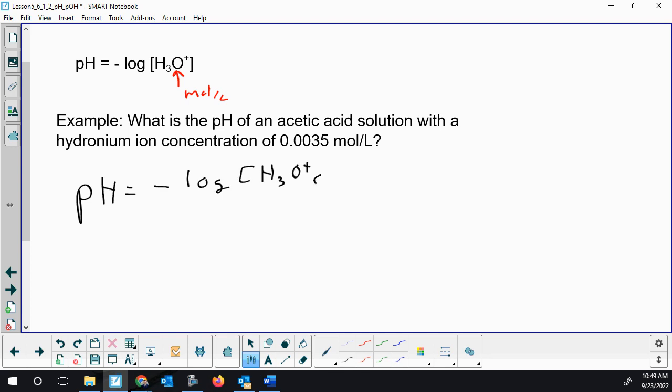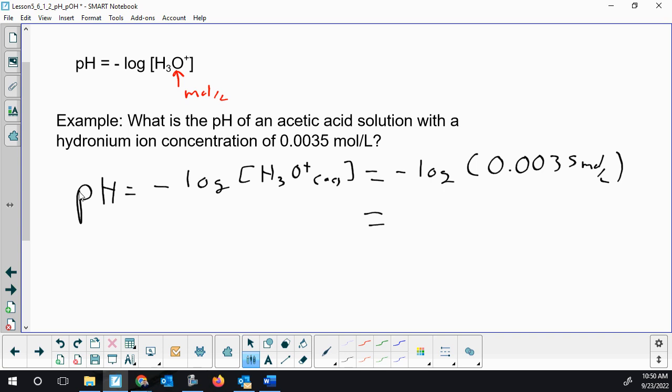hydronium concentration. If you do have a TI graphing calculator, you cannot hit the subtract button. It will give you an error. Make sure you hit the negative button. So negative log of 0.0035. We have the units we want. We have to input moles per liter. We have it. pH values are unitless, so the units disappear.